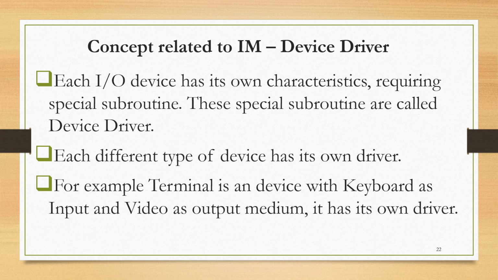Each IO device, input output device, has its own characteristics. It may be a mouse, a monitor, a web camera, a modem, a printer, anything. Each IO device has its own characteristics, requiring special subroutines. Subroutines mean small programs. These special subroutines are called device drivers. Each different type of device has its own driver. For example, a terminal is a device with keyboard as input and display as output. It has its own driver.